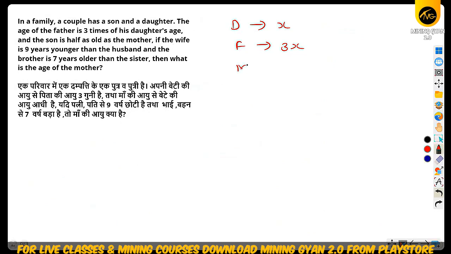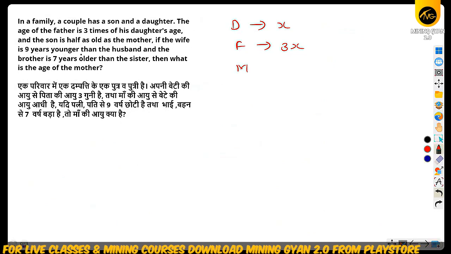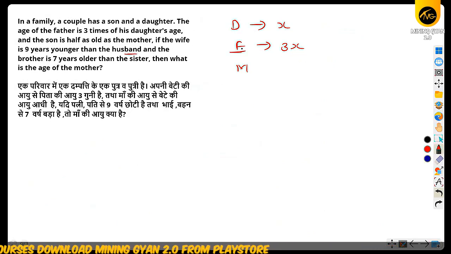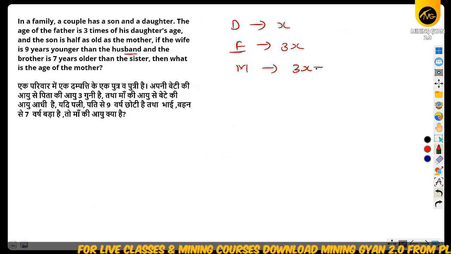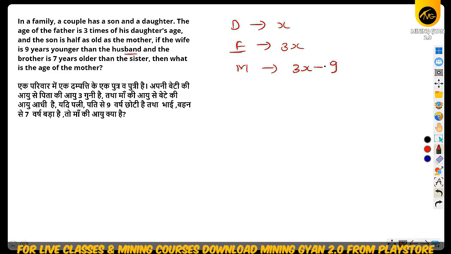So suppose this is the father, meaning the husband of the mother. If the wife is 9 years younger than the husband, then the mother's age will be 3x minus 9, because 3x is the age of the father, the husband. So the mother is 9 years younger than her husband, that means 3x minus 9.